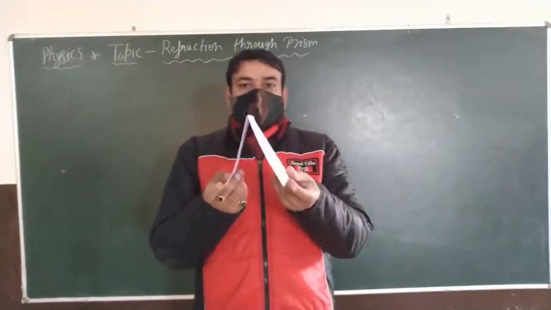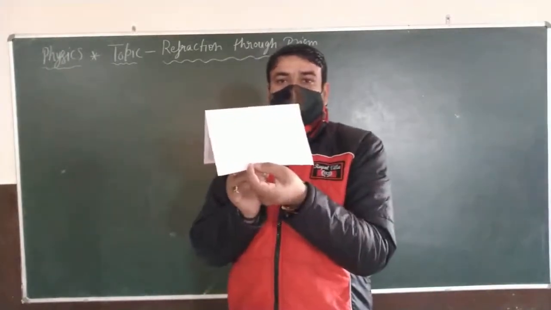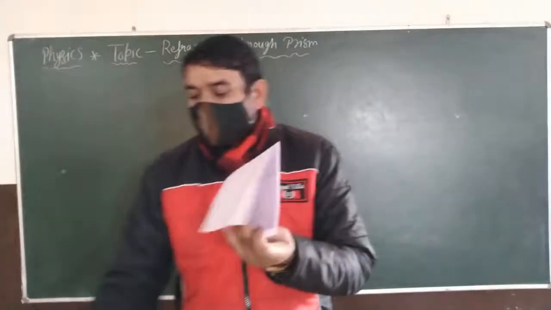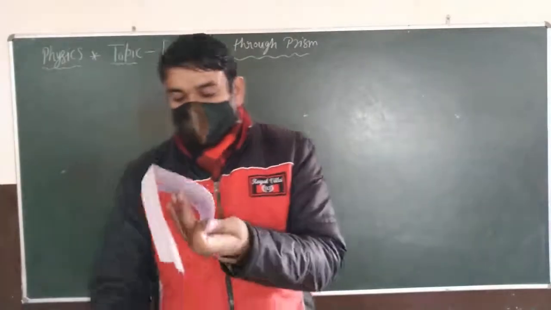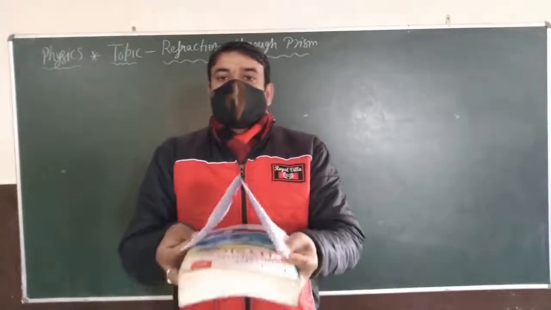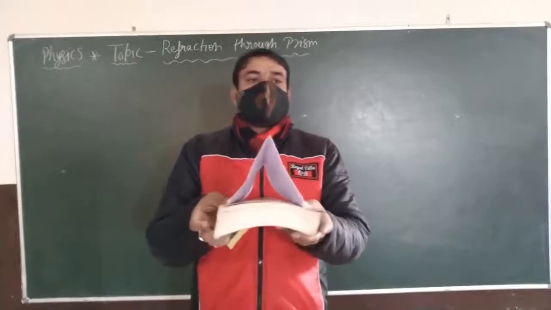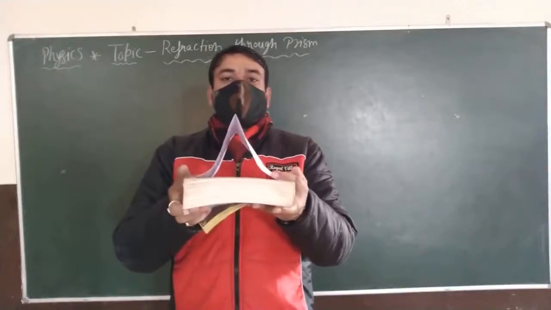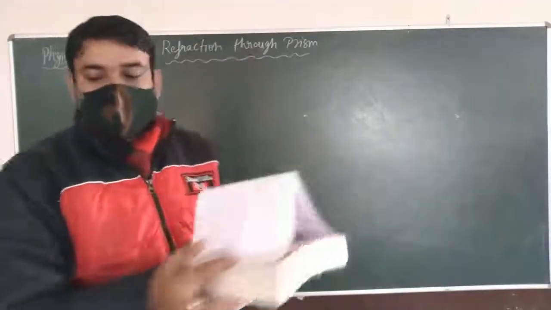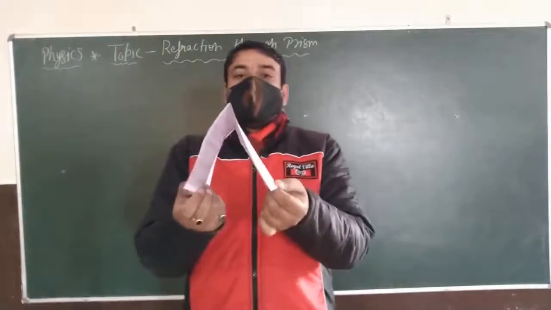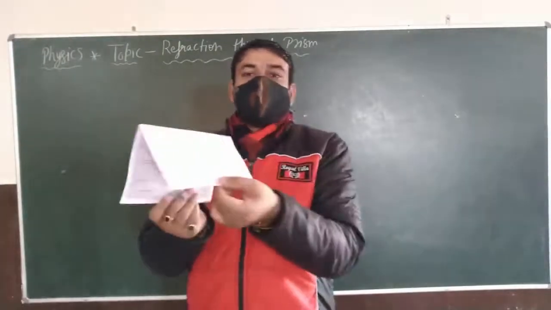So this is a rectangular face, this is also a rectangular face, and at the base we have a rectangular face like this. This is called a prism, in which the two triangular faces are on either side. Now, on a prism we have two refracting surfaces, the first one and the second one.